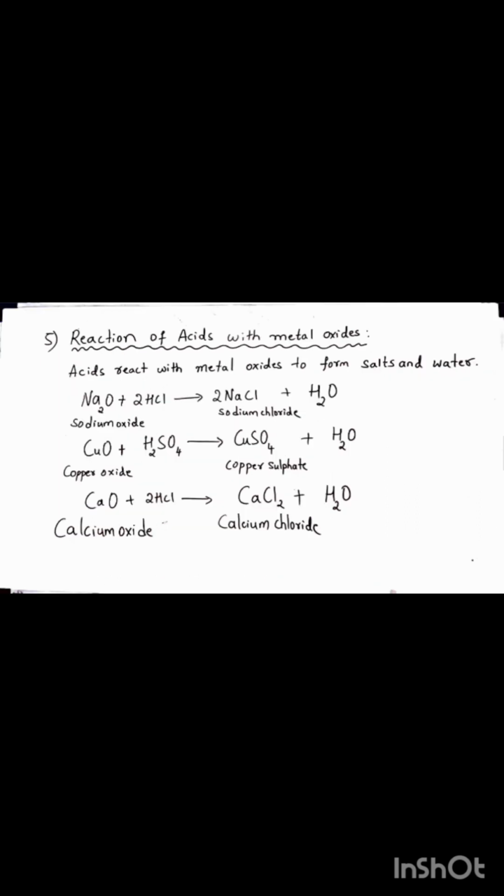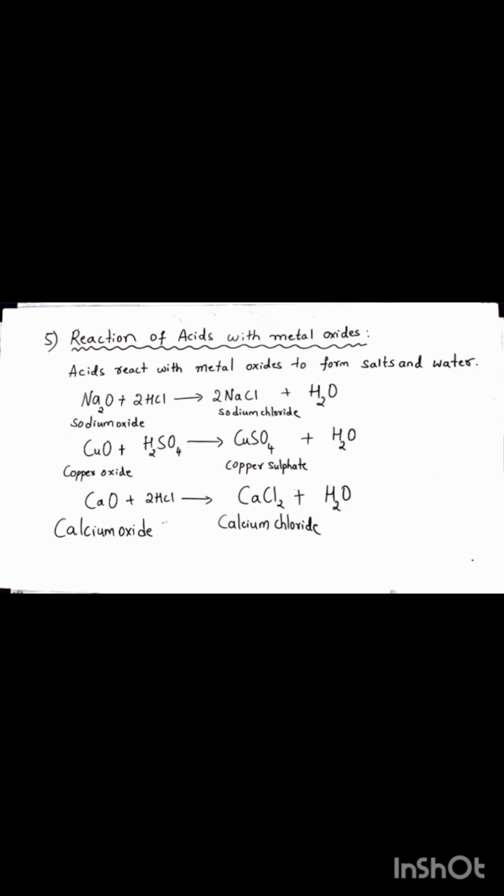Now let us see the reaction of acids with metal oxides. When acids react with metal oxides, they form salts and water. You can see here sodium oxide is a metallic oxide. It reacts with hydrochloric acid to form salt, sodium chloride, and water.